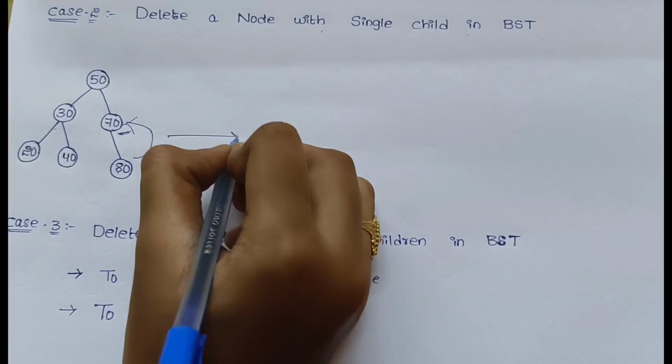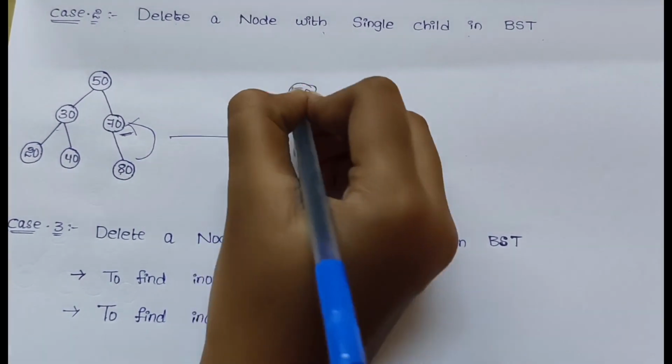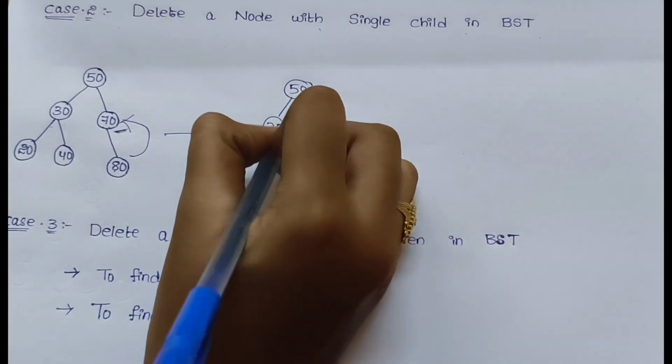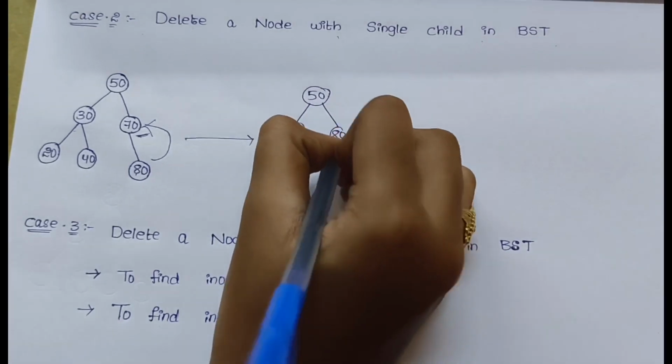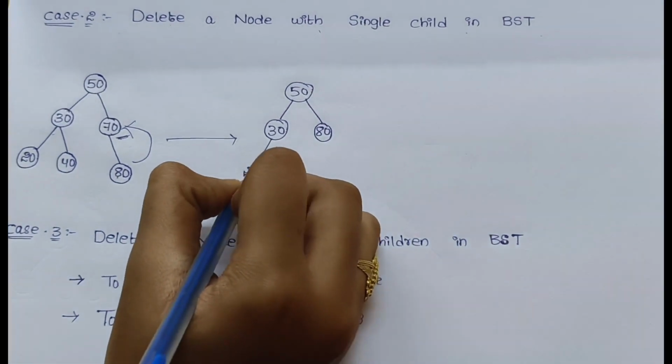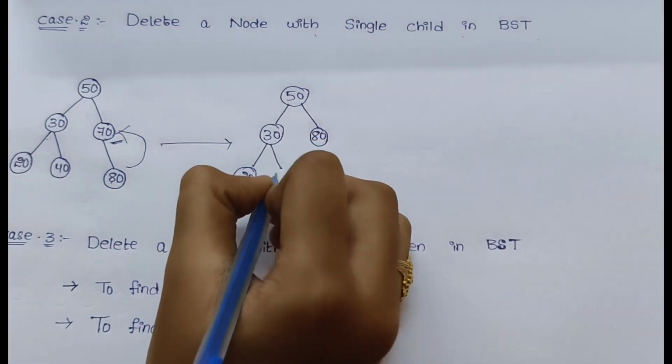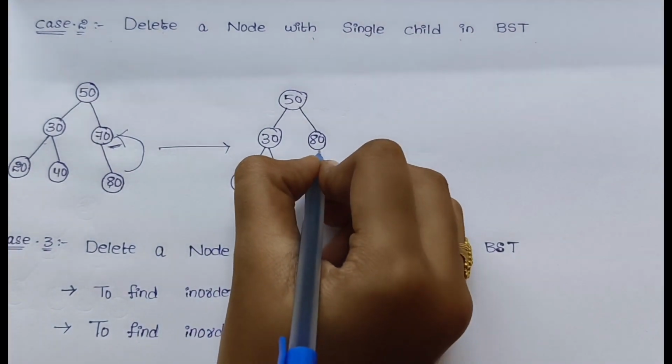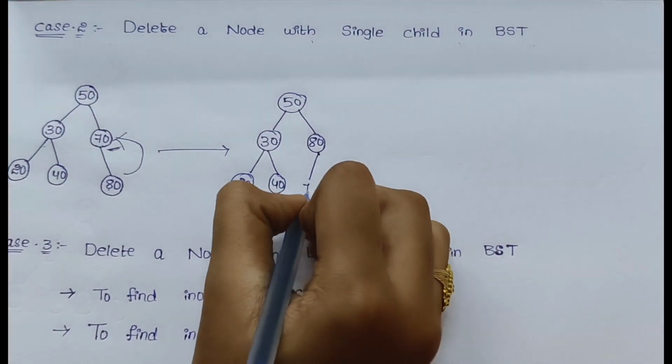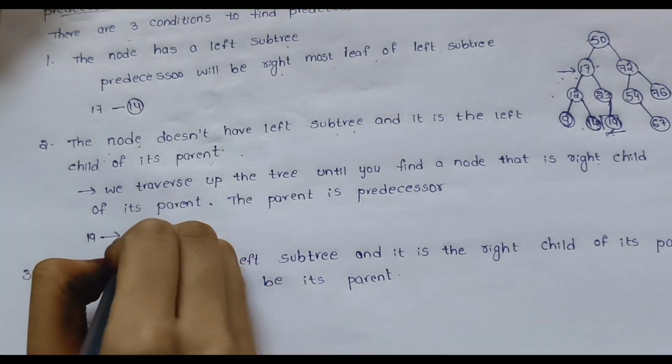After we get 50, 30, 80, 20, 40, 7. Predecessor of 19 will be 17.